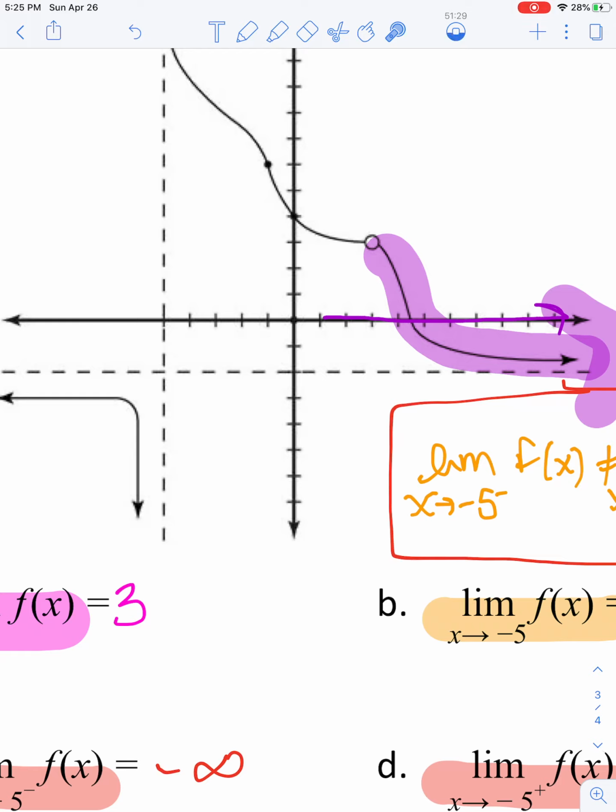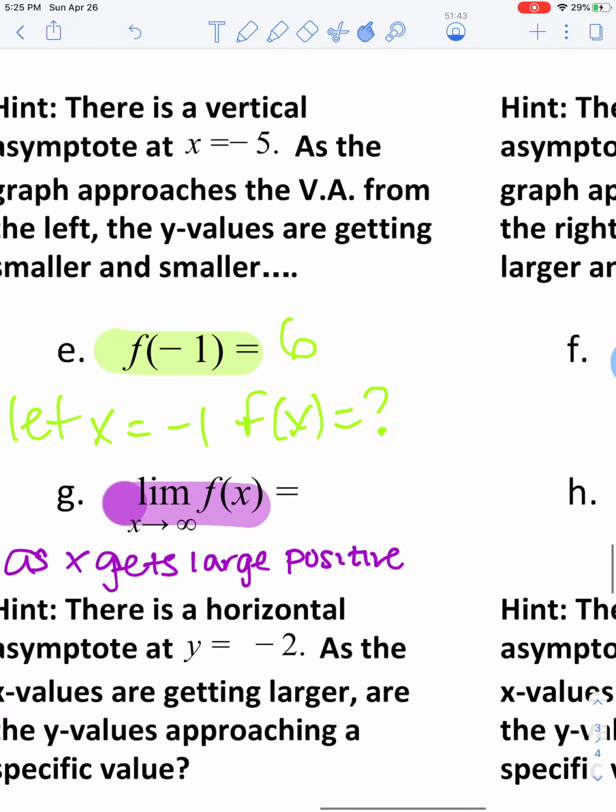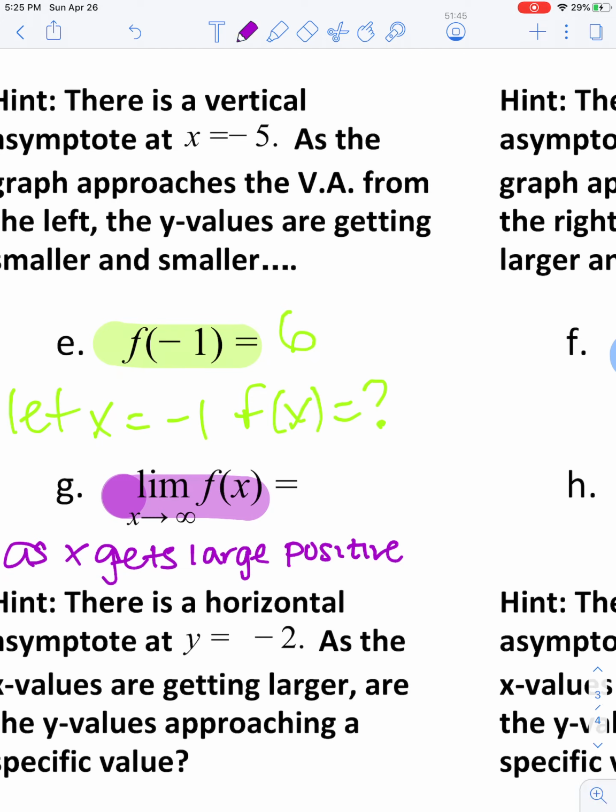If the trend continues, we can see because of this horizontal asymptote that we aren't going to get below that value of -2. So here we can make the claim that the limit as x approaches infinity of f of x is -2. Okay, so that's our horizontal asymptote in the positive direction.